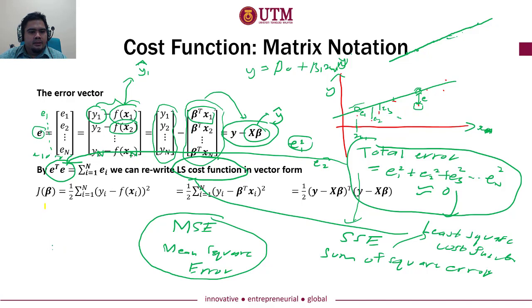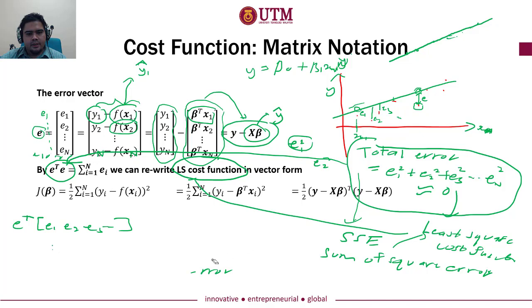Okay, your E transpose should look like this: E1, E2, E3, and so on. Let me delete this one because we want to have space there. And then your E is this one: E1, E2 until En.